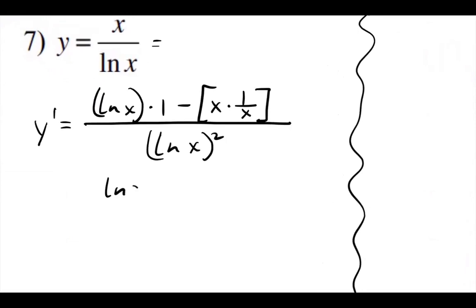So now the natural log of x is here minus, look at here, we have the same thing. x times 1 over x is just going to simplify to 1 over the natural log of x squared.